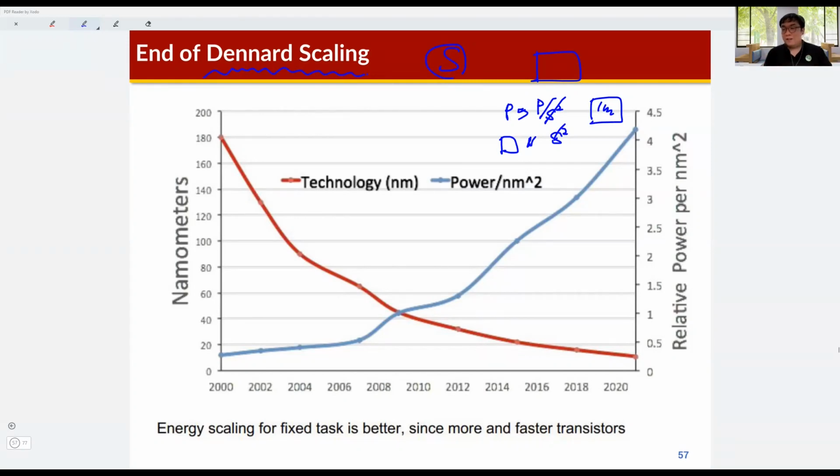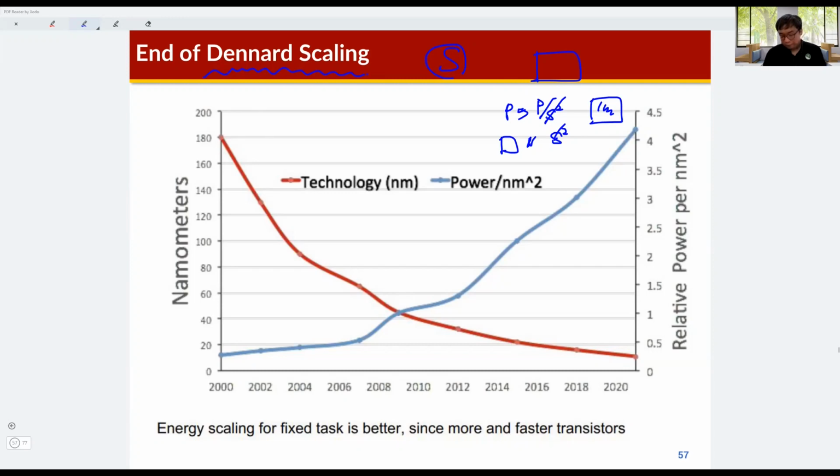Okay. So that means if we reduce the channel length of the CMOS transistor, then we can increase the performance of a processor without any additional cost. So additional cost means the additional power consumption. It's a very good thing. But recently, Dennard scaling is not maintained. Okay, so that is the bad thing of the CMOS transistor.